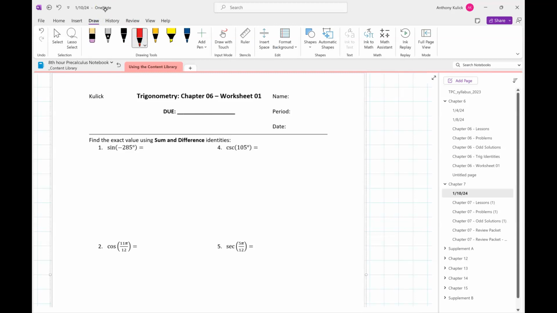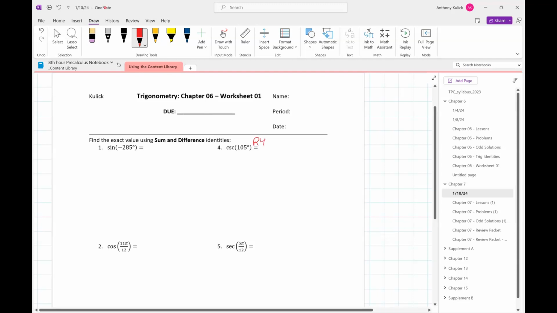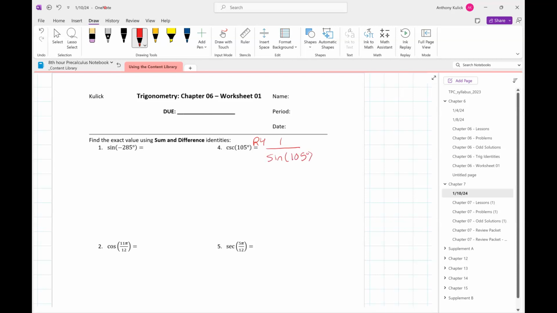And I notice that I don't see one for cosecant. What I do see is one for sine. And I know, using R4 from last chapter, I can rewrite cosecant of 105 as 1 over sine of 105. Now I can take that 105 and rewrite it as, say, 45 plus 60.